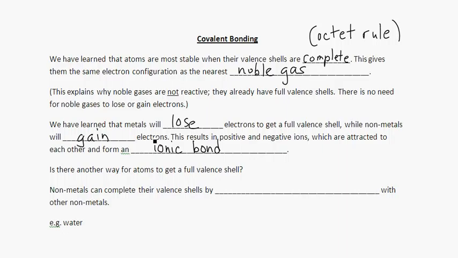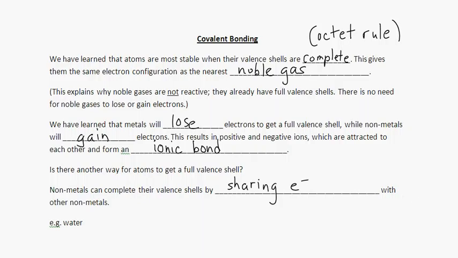But is there another way for atoms to get a full valence shell? Well, obviously yes, or I wouldn't have asked the question. Nonmetals can complete their valence shells by sharing electrons with other nonmetals.